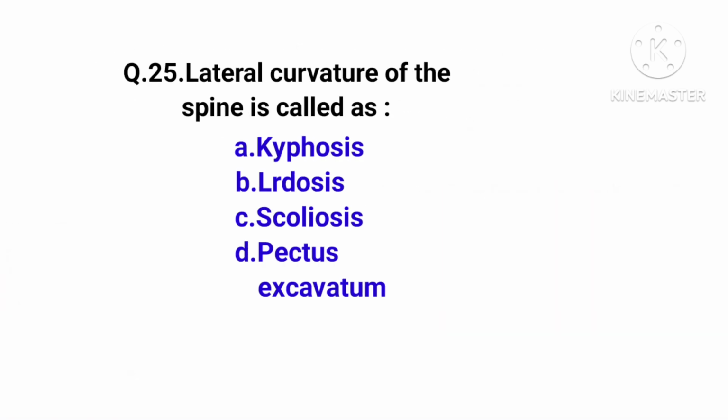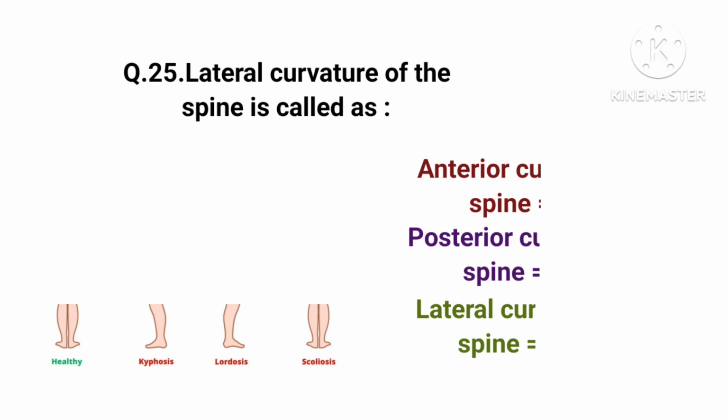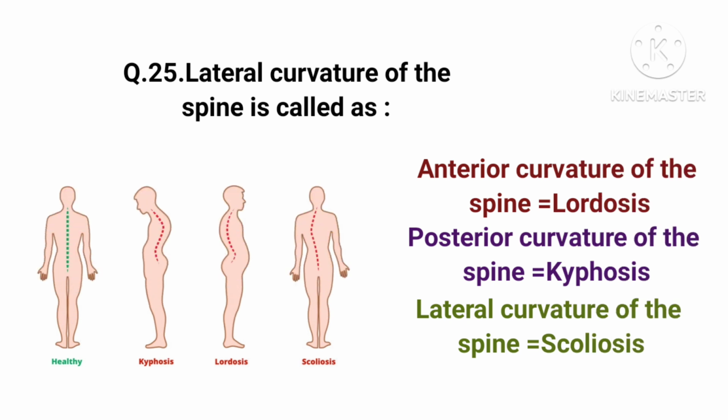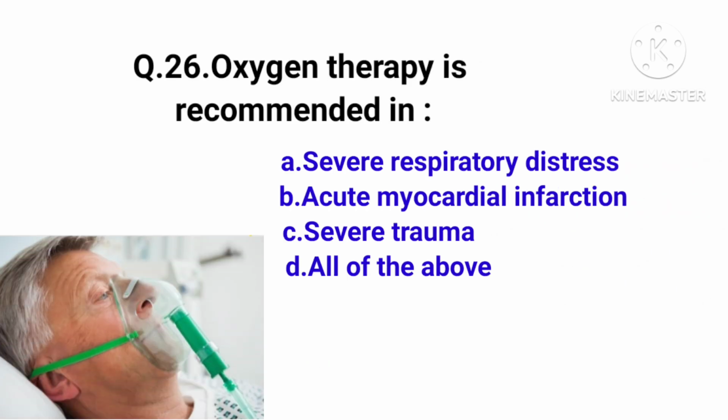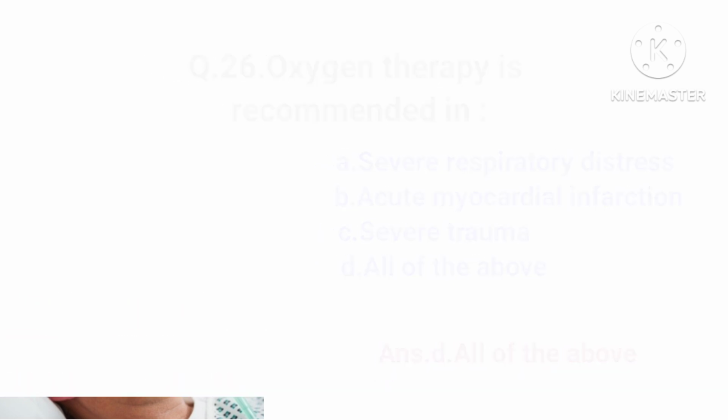Lateral curvature of the spine is called kyphosis, lordosis, scoliosis or pectus excavatum. And here the right answer is option C, scoliosis. Anterior curvature of the spine is known as lordosis, posterior curvature of the spine is known as kyphosis, and lateral curvature of the spine is known as scoliosis. Oxygen therapy is recommended in severe respiratory distress, acute myocardial infarction, severe trauma or option D, all of the above. And here all of the above mentioned are recommended for oxygen therapy.